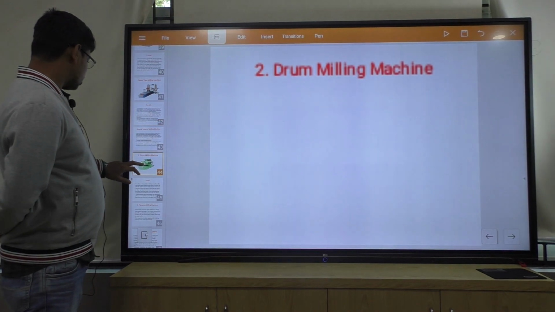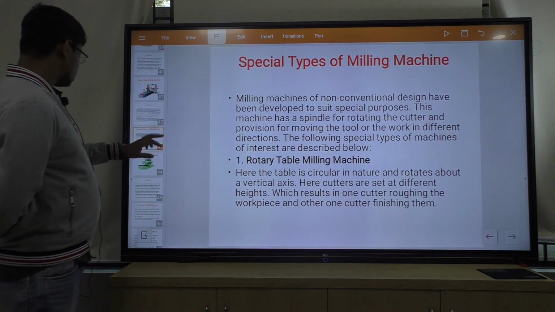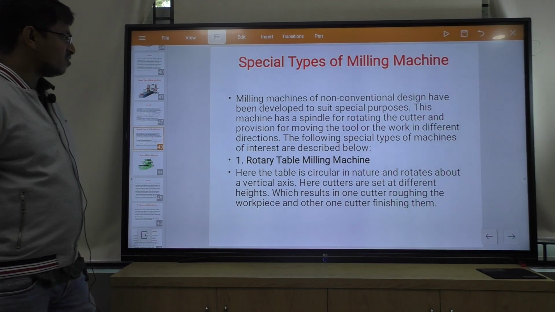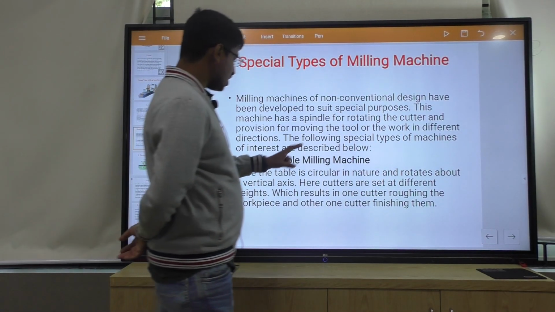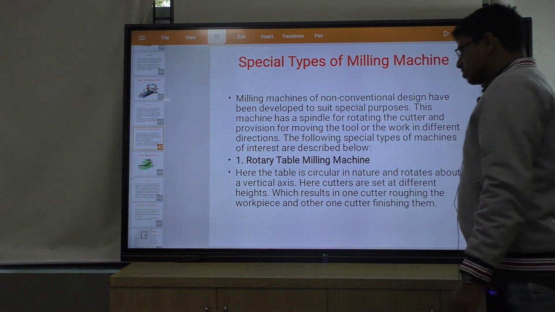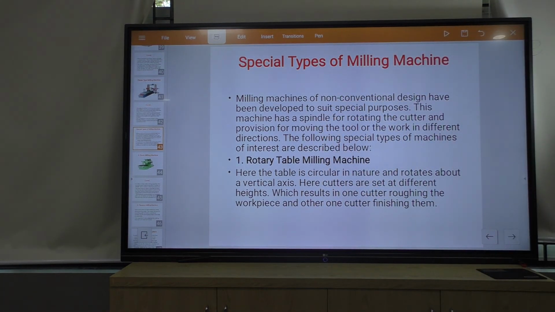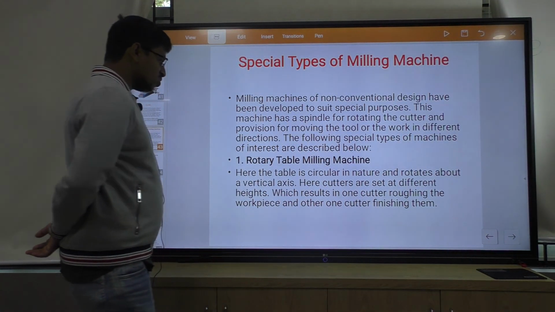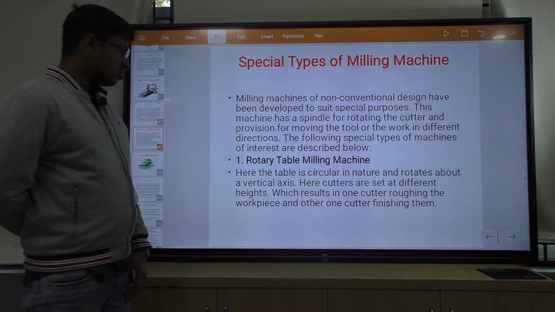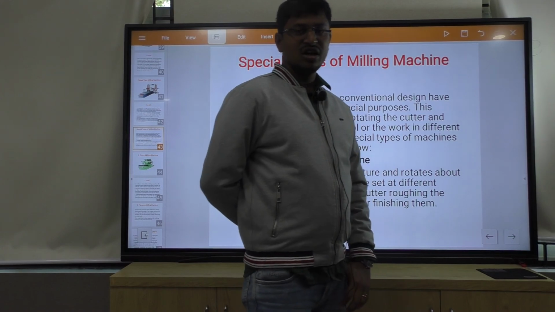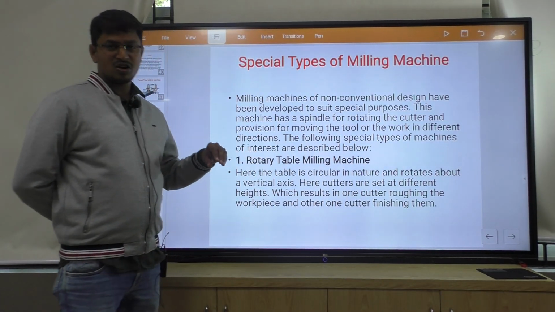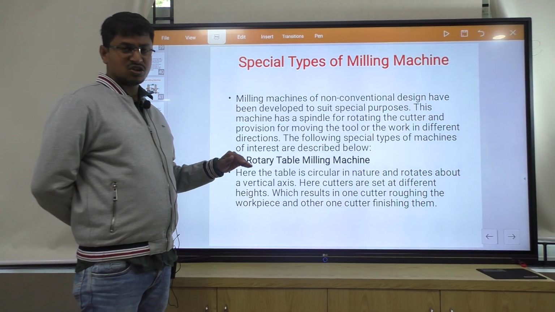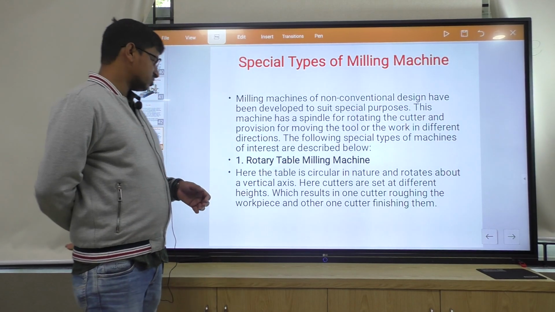Then there are special types of milling machines. Milling machines of non-conventional designs have been developed to suit special purposes. One of them is the rotary table milling machine. What do you mean by rotary table milling machines? Here the table is circular in nature and rotates about a vertical axis. Cutters are set at different heights, which results in one cutter roughing the workpiece and another cutter finishing it. It means in rotary table machining many cutters are provided at different levels. If one cutter provides a roughing pass on the workpiece, another cutter provides the finishing pass.